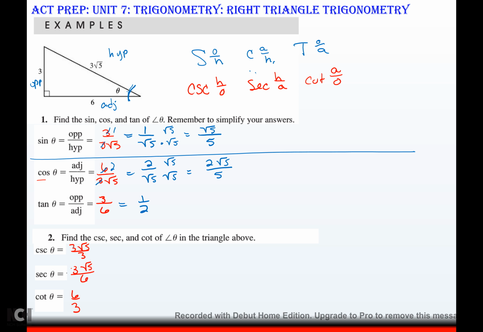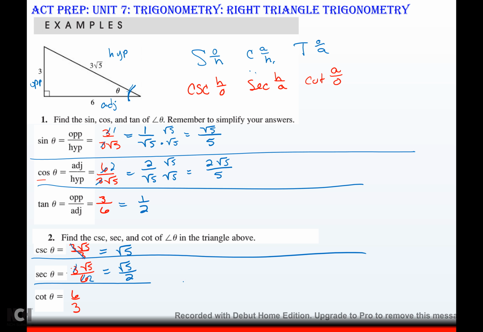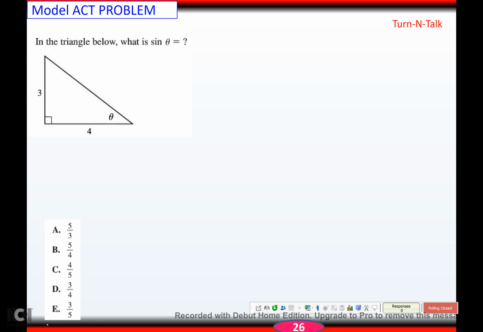So on this one, to simplify, the 3s cancel, and I'm just left with the square root of 5, and I don't have to rationalize. Okay, the cosine, again, this 3 goes into 6 twice, so I end up with the square root of 5 over 2, and again, the radical's on top, so I don't have to rationalize. And then cotangent, 6 divided by 3 is 2. Done. Alright, so try this one.